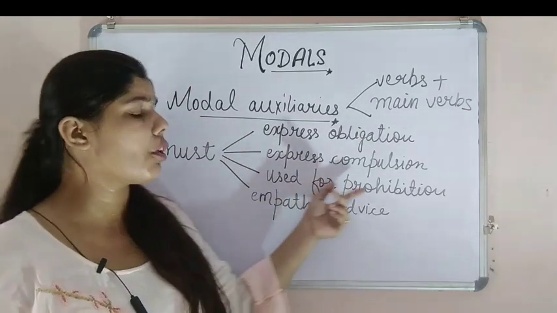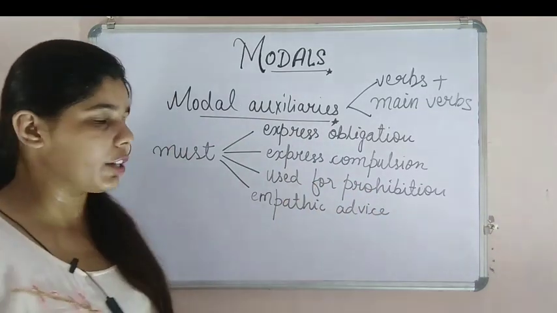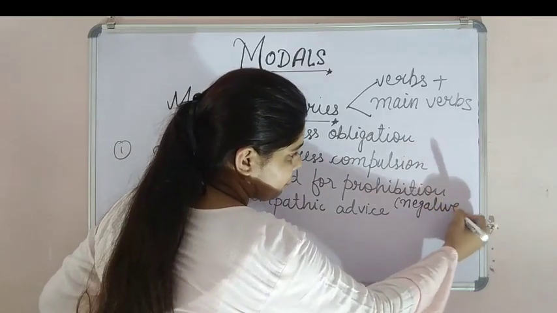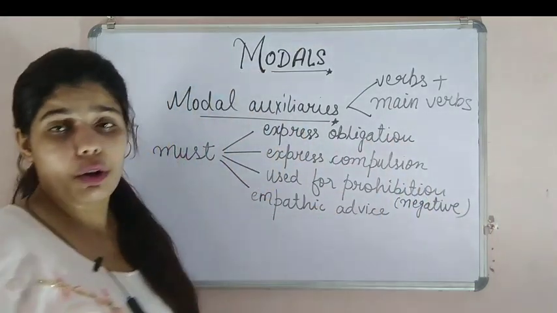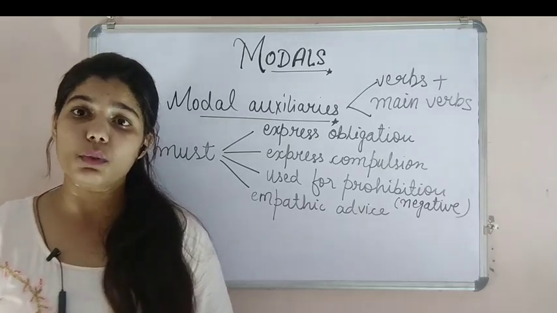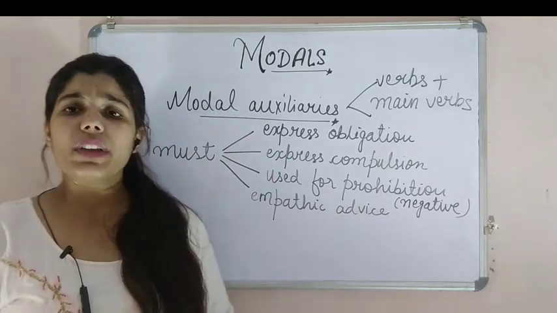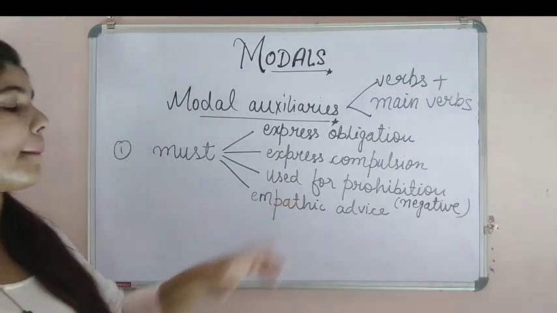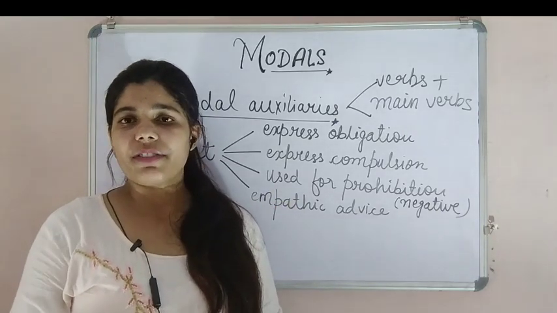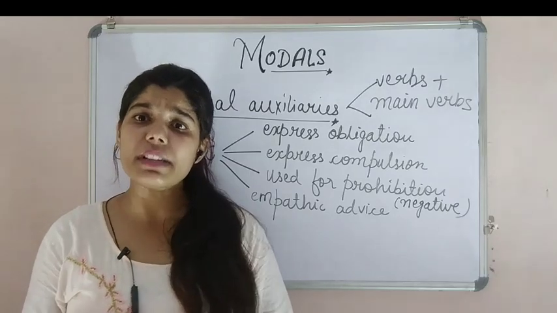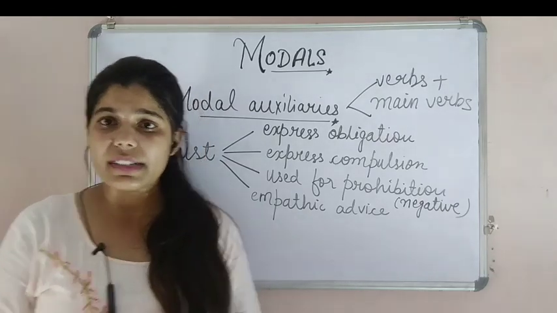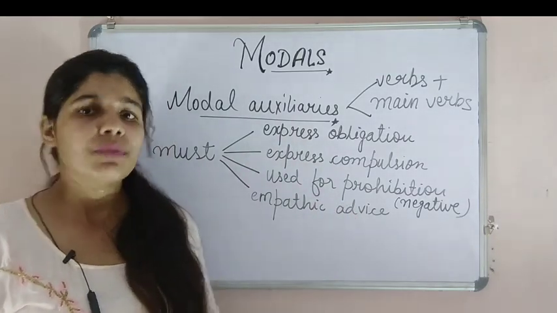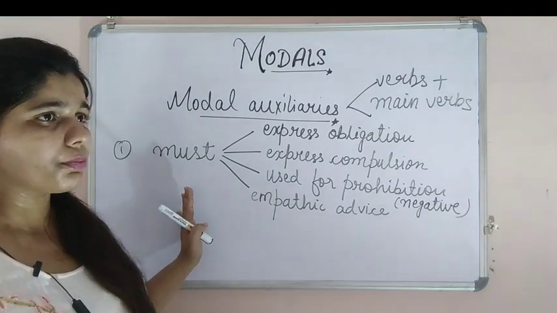Thirdly, must is used for prohibition. One more thing to be noted: in prohibition, we always use the negative form. Suppose I say a sentence, she must not enter those fields. This is what we are prohibiting. The last is that it is used for emphatic advice. Suppose I say, she must consult the doctor at once. This is where we are advising a person. So this is where must is used.